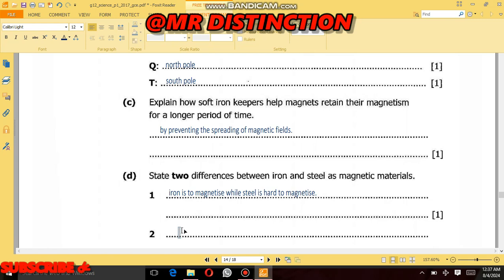The second difference, in the same manner: iron again is very easy to demagnetize. But steel is hard to demagnetize. And these were the answers for this question.